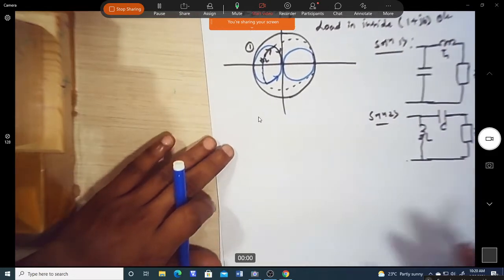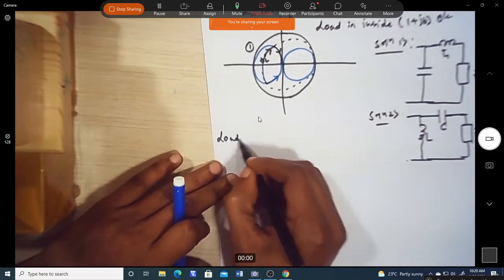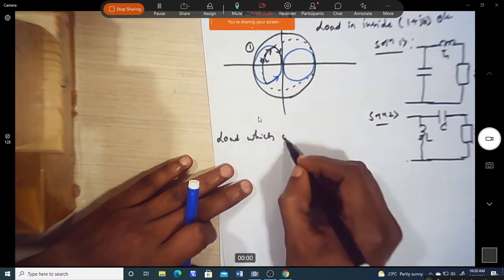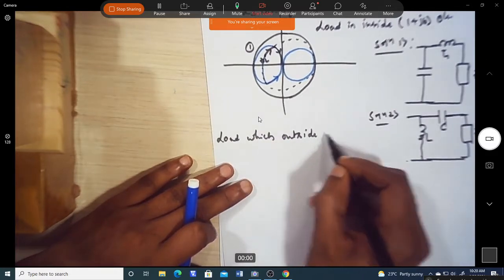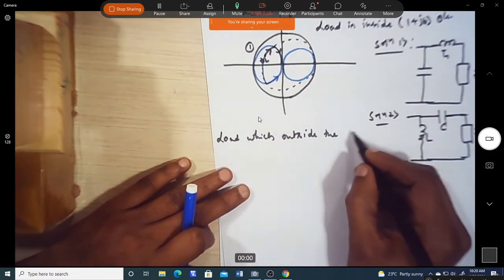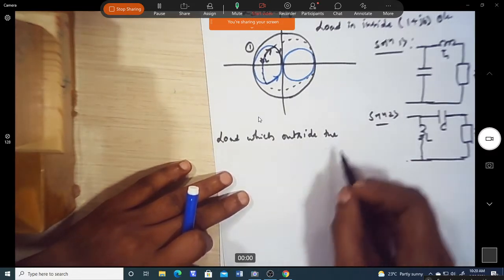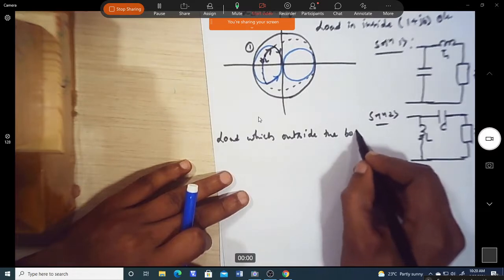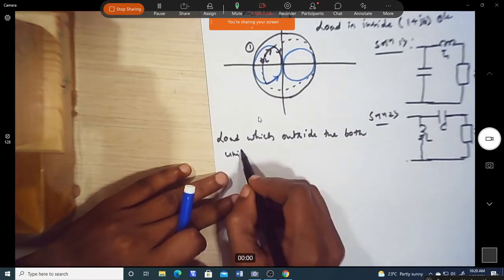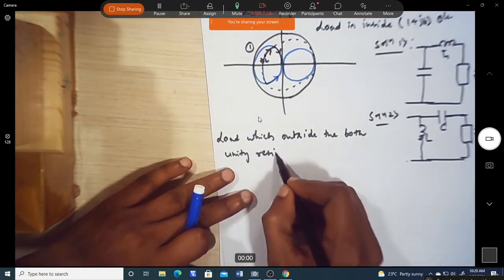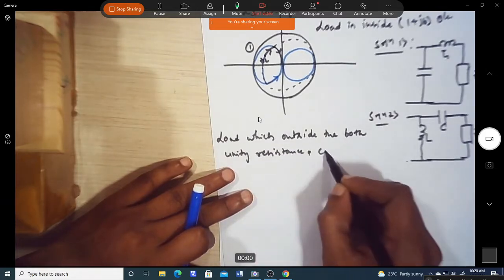Now let us take the case where the load is outside both the unity conductance circle and the unity resistance circle.